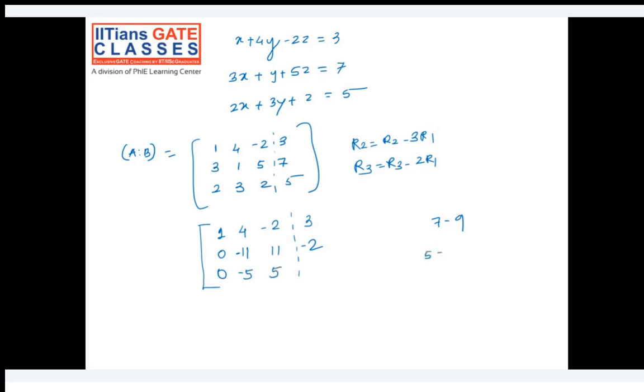So you can clearly see these two are dependent, but the other two elements are not dependent. So for example, if I say R3 is equal to R3 minus 11 by 5 times R2, what will happen? 1, 4, minus 2, 3, 0, minus 11, 11, minus 2. This will become 0, this will also become 0, and this will also become 0. Correct?